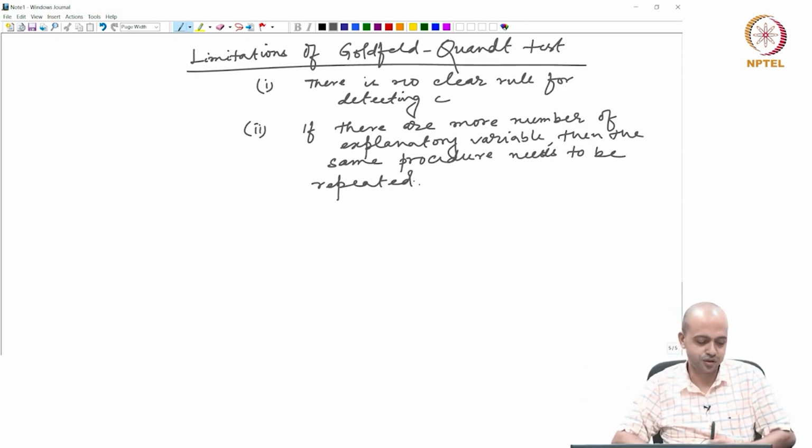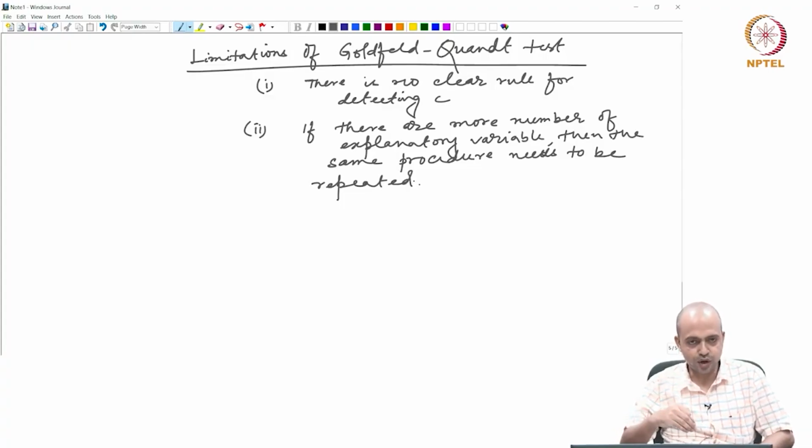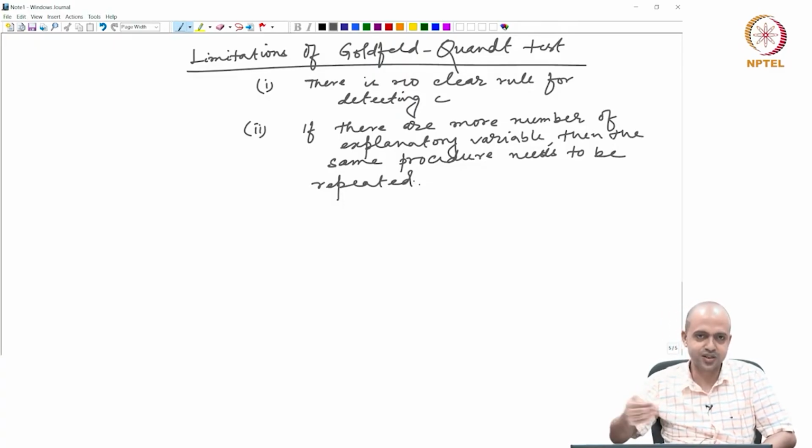These are the limitations. So, in our next class, we will discuss another test which is more general in nature. You do not need to delete observations, that means at one go we can implement the test without repeating the procedure. So, we will go for a more advanced test for detecting heteroscedasticity in our next class. Okay.